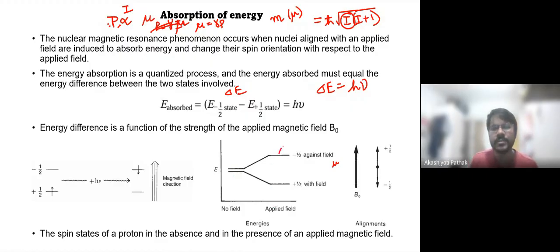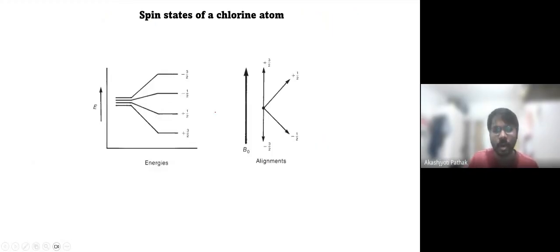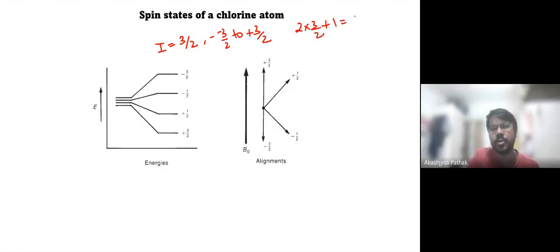Now, the energy of this state is directly proportional to the external magnetic field that is applied. We will derive this expression now. You can see here that for a nucleus with a spin quantum number of 3 by 2, it can take values from minus 3 by 2 to plus 3 by 2. How many values will it have? It will have 2 into 3 by 2 plus 1, so four different spin states. As a result, for chlorine, which has a spin quantum number of 3 by 2, it has four different spin states: minus 3 by 2, minus half, half, 3 by 2.